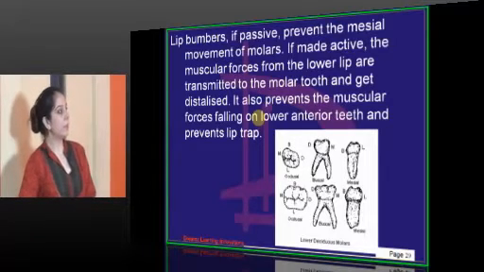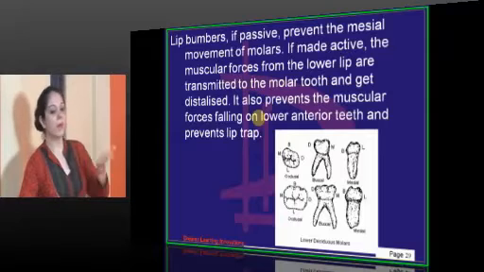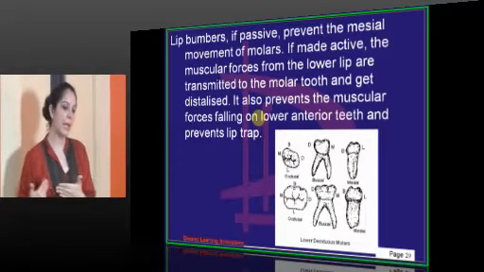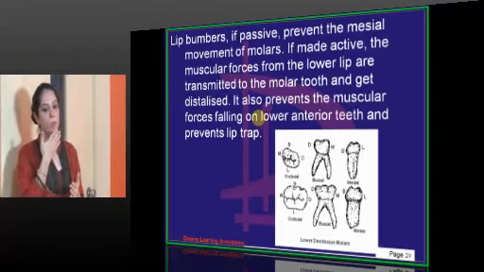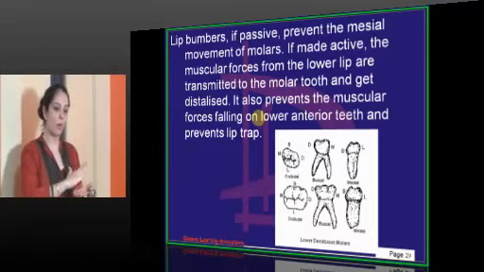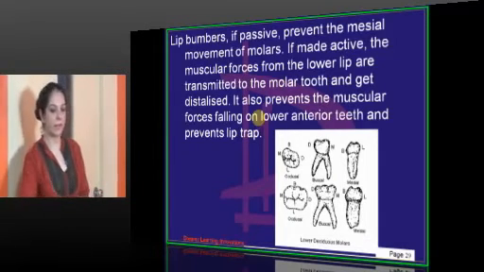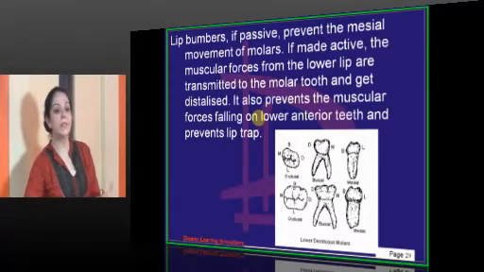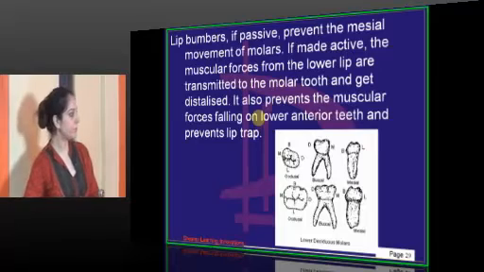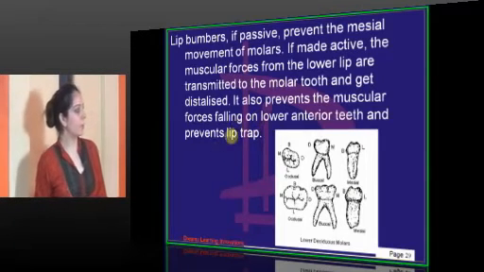If they are active, the muscular forces from the lower lip are transmitted to the molars and therefore they help in distalization. They also prevent the muscles of the lower lip from influencing the lower anterior teeth. Therefore, to some extent, they also relieve the crowding in the lower anteriors. And it also prevents lip trap.